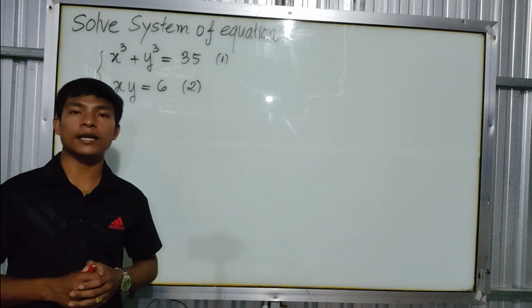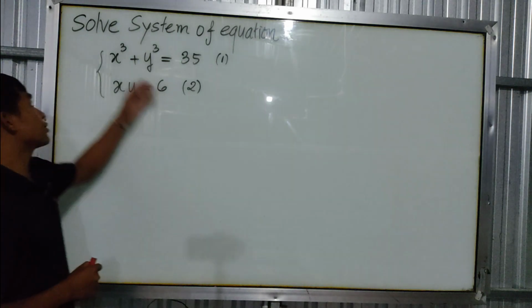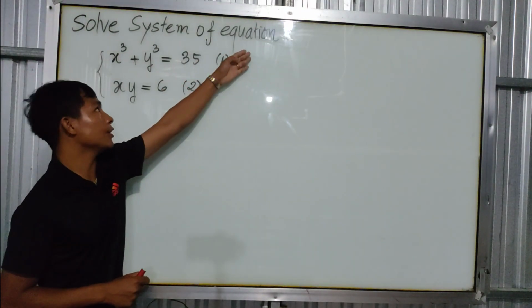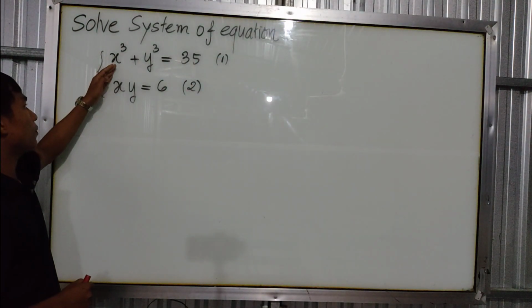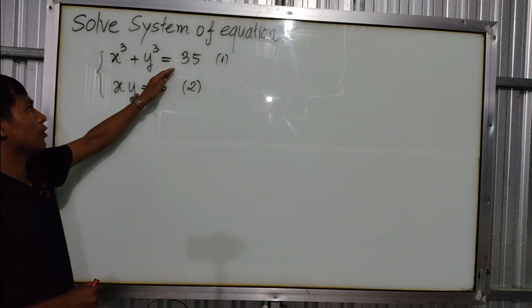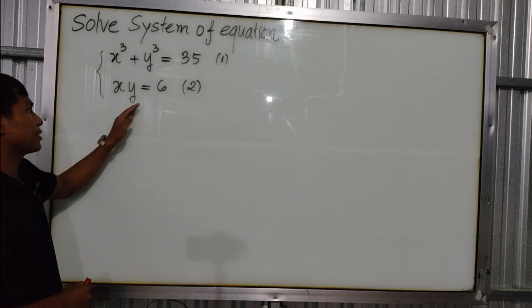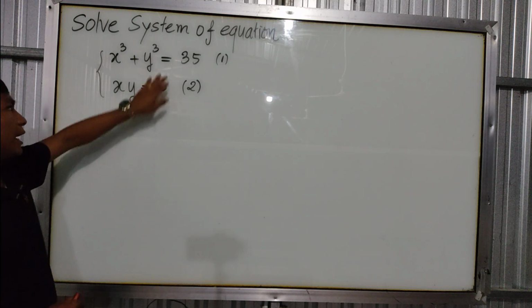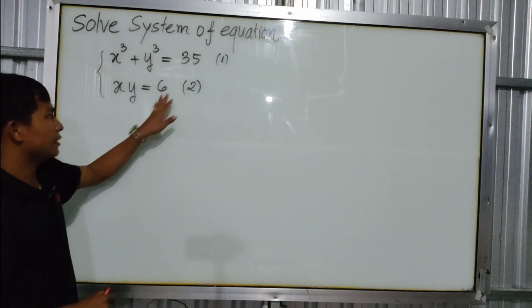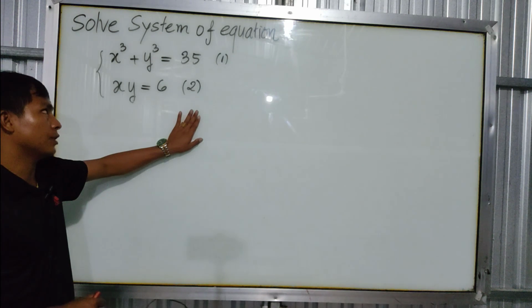Today I have one exercise on the whiteboard: solve the system of equations. We have x power 3 plus y power 3 is equal to 35, and x multiplied by y is equal to 6. Let this be the first equation and this the second equation.